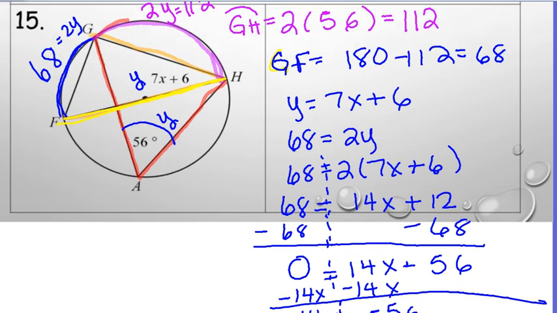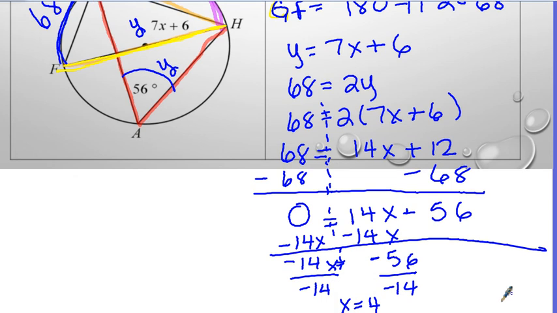Alright, so if I go back up, it just says solve for x. So hey, we're finished. So x in this case equals 4. Done.